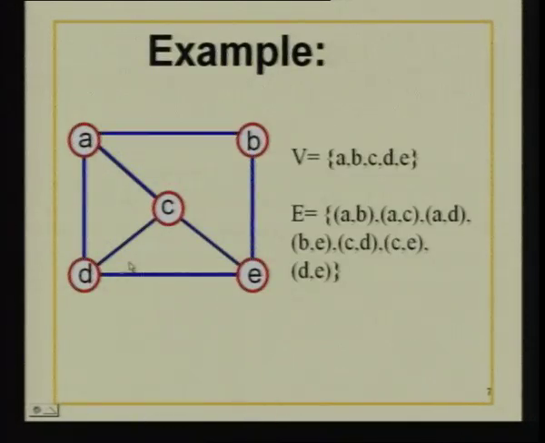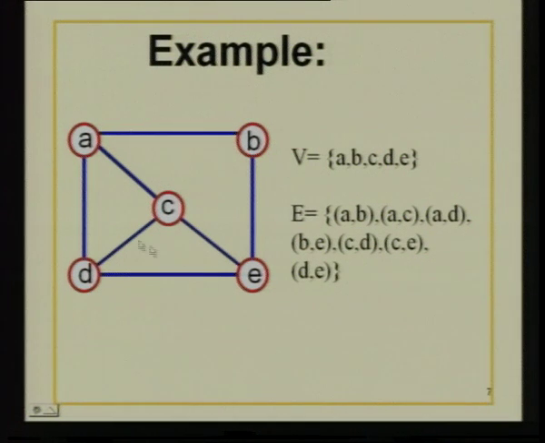Now, if you take an example again, the vertices are A, B, C, D, E, and the edges here are AB, AC, AD, BE, CD, CE, and then DE. Please note, not directed. You can say this edge is A to B and B to A. In this example, it goes both ways, but here A to B and B to A we have not written separately.